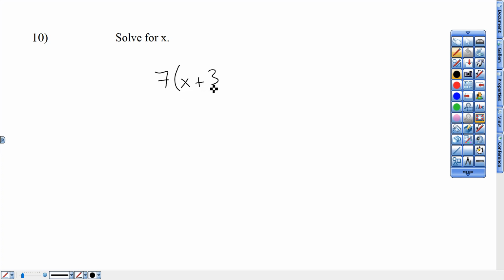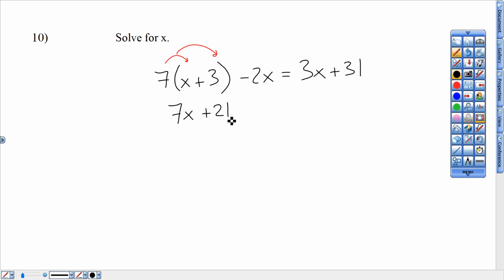So here we go. Plus 3 minus 2x equals 3x plus 31. All right, so for this one, I'm going to have you distribute first in red, distribute, and then you're going to combine like terms. I'll show that in green. So this gives me 7x plus 21. I'm going to leave the rest alone. I'm going to combine 7x minus 2x. That's going to give me 5 of those x's.